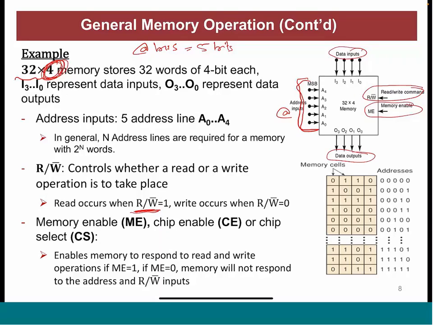Read-write is 0, then it's a write operation. So I put here all possible addresses that we can have, assuming this is just an example. If we assume this is the content of the memory, this is the content of each word, then, for example, in this address, if we access this memory, the content is 0.